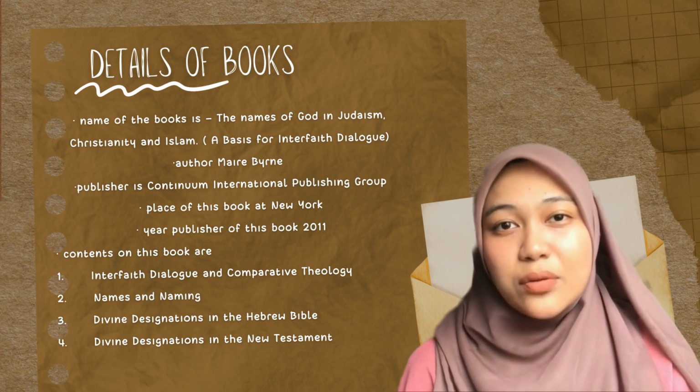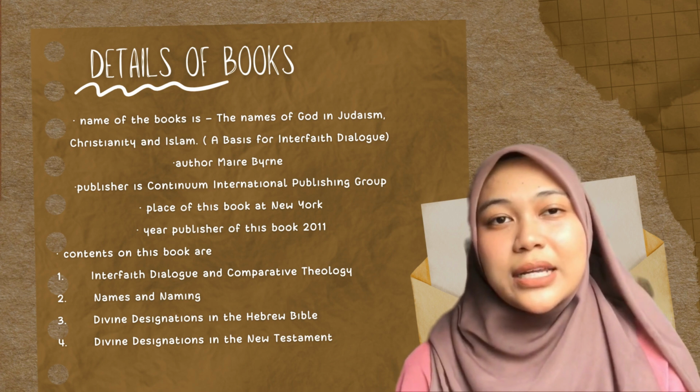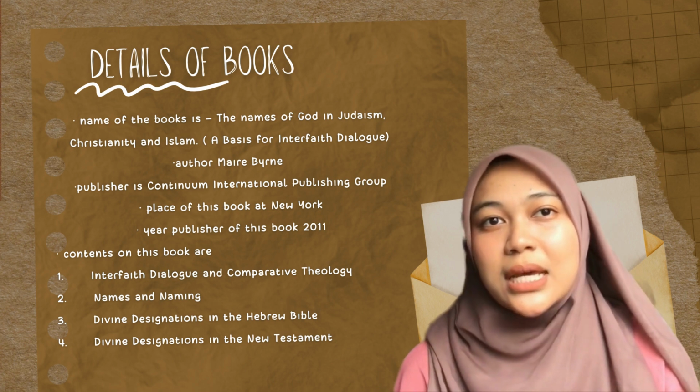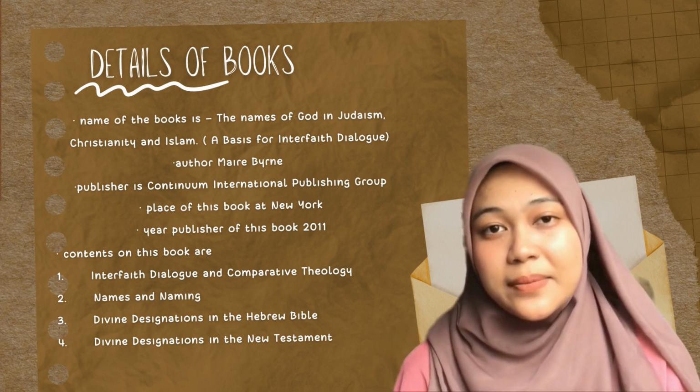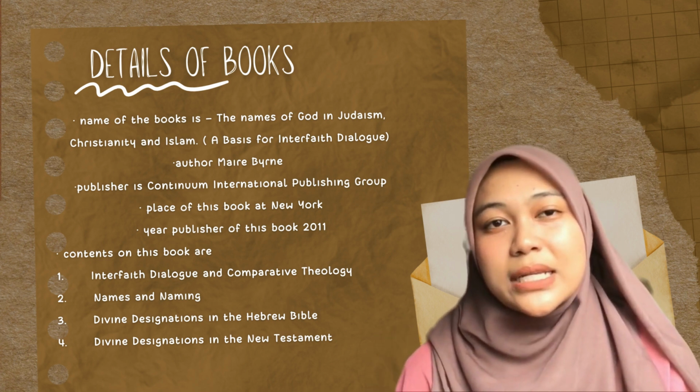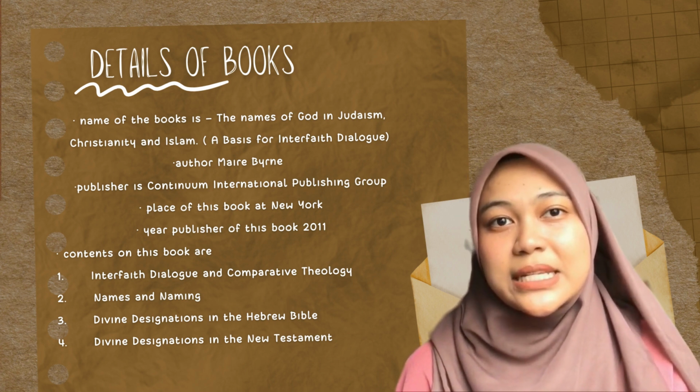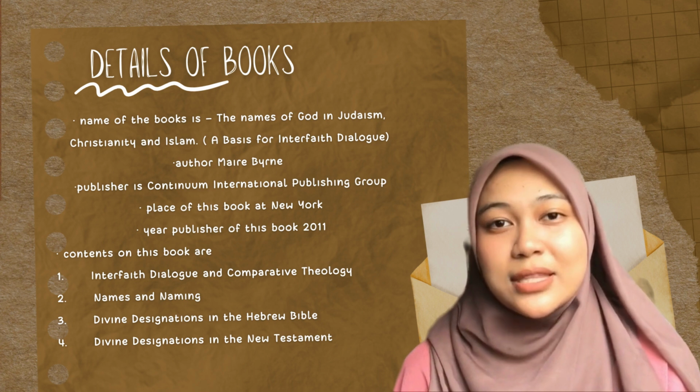The contents that we chose from this book are: the first one is Interfaith Dialogue and Comparative Theology, and the second one is Names and Naming. The third one is Divine Designations in the Hebrew Bible, and the last one is Divine Designations in the New Testament.